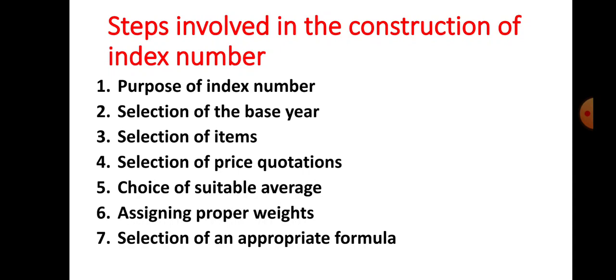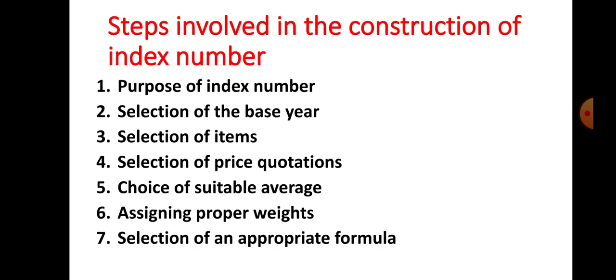Number 4 is selection of price quotation. Prices of selected commodities may change from place to place and shop to shop in the same market. Therefore, it is desirable that price quotation should be obtained from an unbiased agency or institution. To get accurate results, proper selection of representative places and persons is required. So selection of price quotation, that is also an important step involved in the construction of index number.